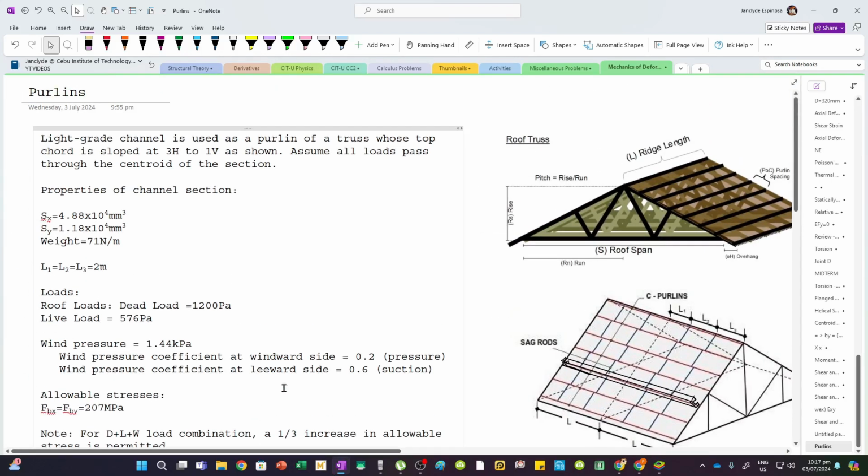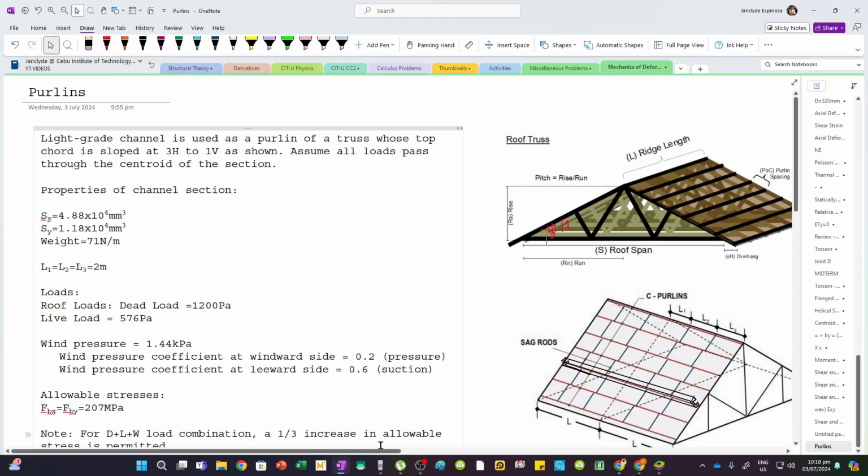Now here, we have a light grade channel, and it is used as a purlin of a truss whose top chord is sloped at 3 horizontal to 1 vertical. Now yung slope defines this angle. Bale, 3 yung horizontal, so this is 3. And then the vertical distance is 1. So this is 1. And then we have here theta.